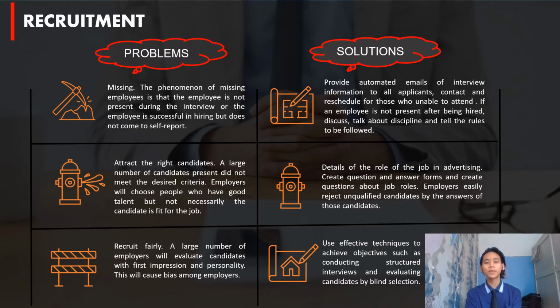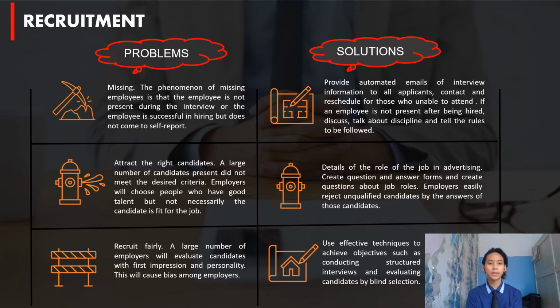Okay, we start with a problem. The problem is missing employees. The phenomenon of missing employees is that the employee is not present during the interview, or the employee is successfully hired but does not come to self-report. To overcome it, the company has to provide automated emails of interview information to all applicants, and contact and reschedule those who are unable to attend. If an employee is not present after being hired, discuss discipline and tell them the rules to be followed.